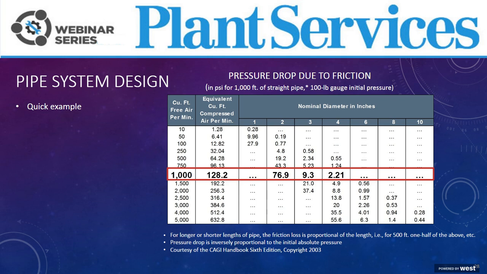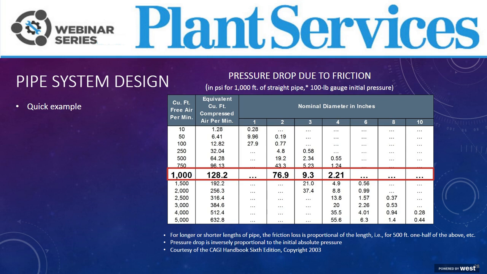Here's a quick example regarding pipe sizing. If you had a 100 psi compressed air system and 1,000 feet of pipe with about 1,000 CFM, in this example, if we had a 2-inch pipe, we'd have about 77 psi worth of pressure drop after that 1,000 feet of pipe, so only about 23 psi at the other end.